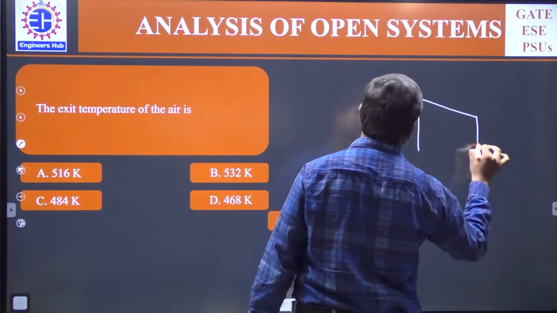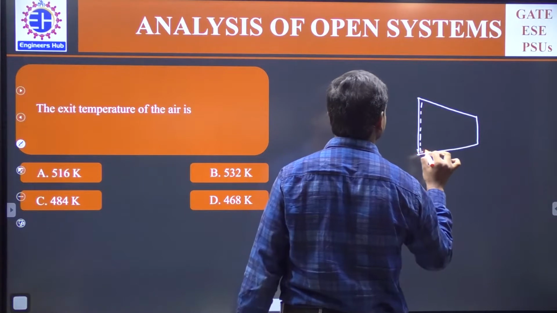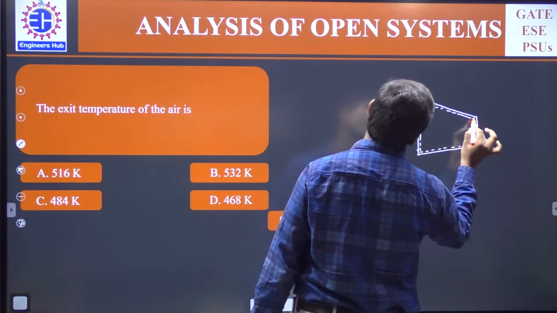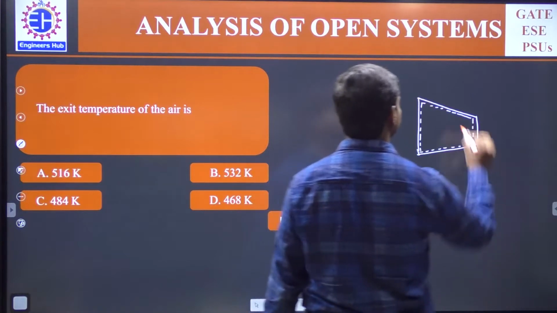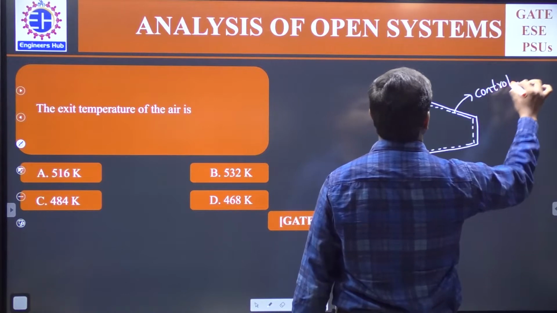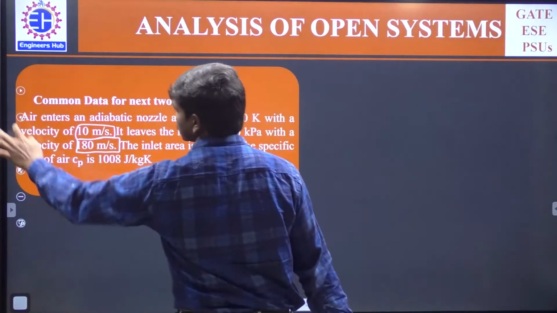Nozzles generally accelerate the fluid. So if this is the control volume that is available to us, so this is the control volume. Now let us talk about the things.